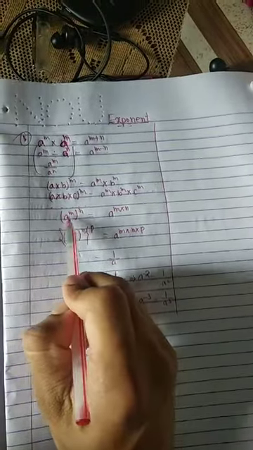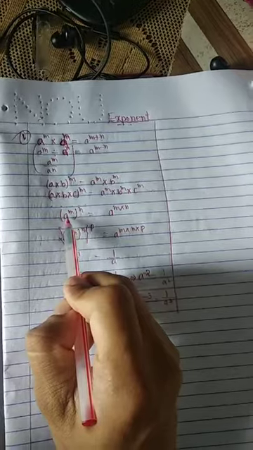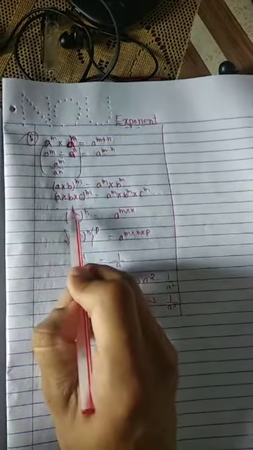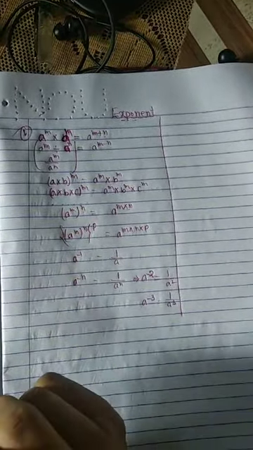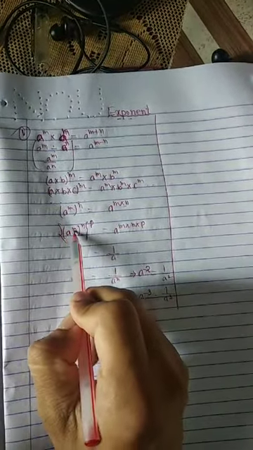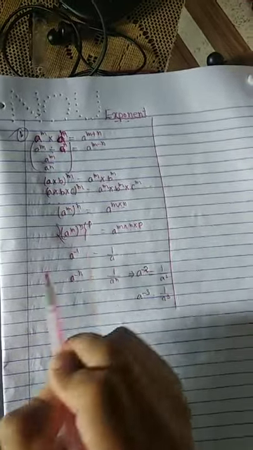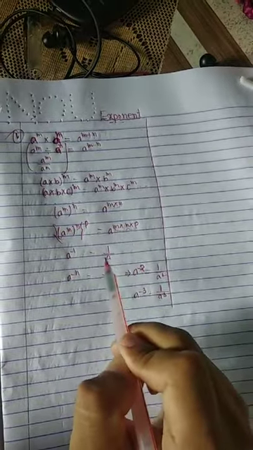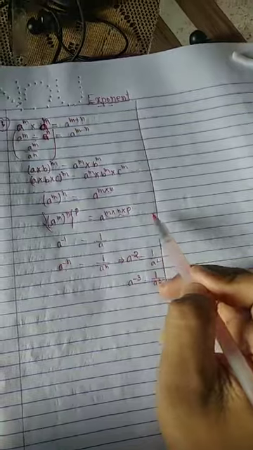And next is a to the power m and then whole to the power n. If we have a base, a number, and the power, and again we have the whole to the power of something, then both the powers will be multiplied. Similarly, if we have three powers, like a to the power m, whole to the power n, again whole to the power p, in this case we simply multiply all these powers. If you have one more power here, again multiplication, whatever the power is.